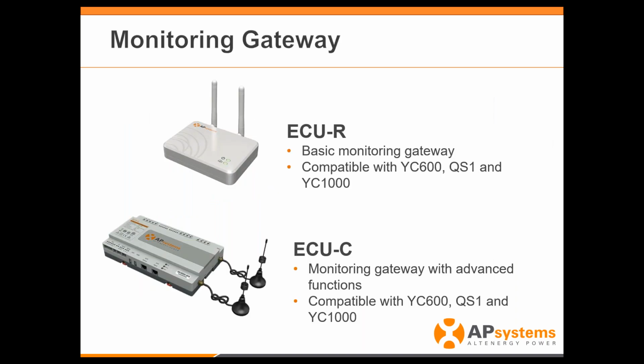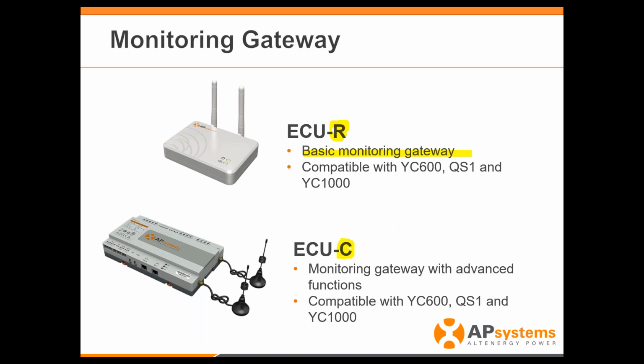As far as the gateways are concerned, there are two gateways, ECU-R and ECU-C. The ECU-R was originally intended to be a residential product, hence the R. The ECU-C was originally intended to be a commercial product, hence the C. But we're finding that I would say 95% of sites are using the ECU-R, which is a basic monitoring gateway. It's compatible with all of our products, so 600, QS1 and 1000. So if you're in a commercial environment, boom, use the ECU-R. If you're residential, ECU-R, no problem at all.